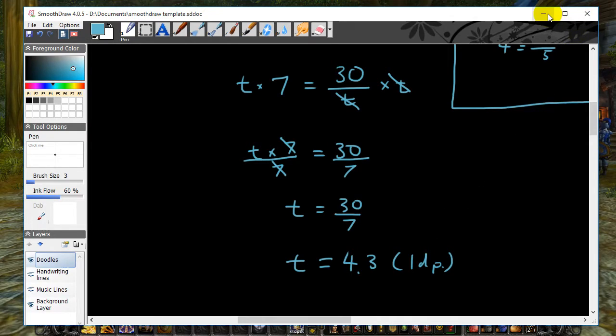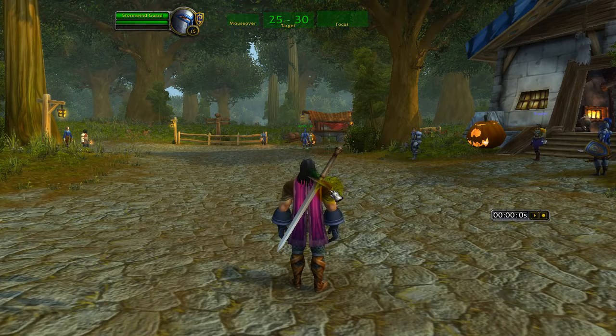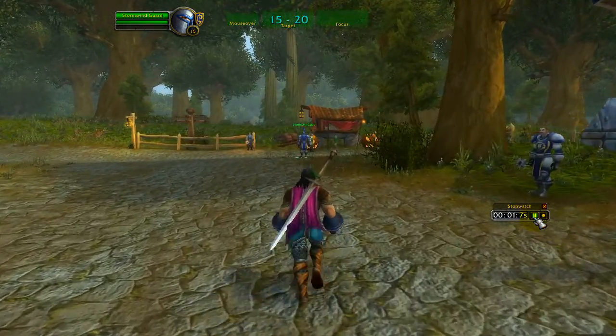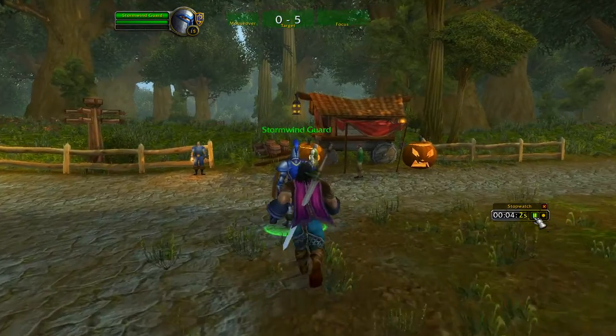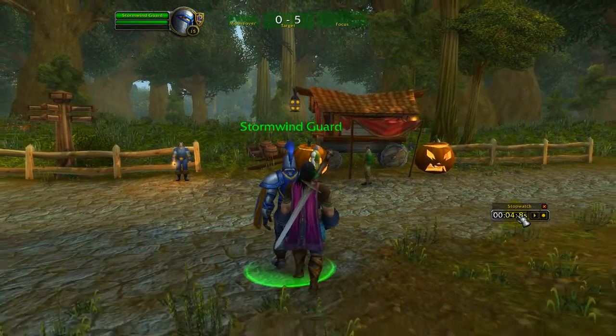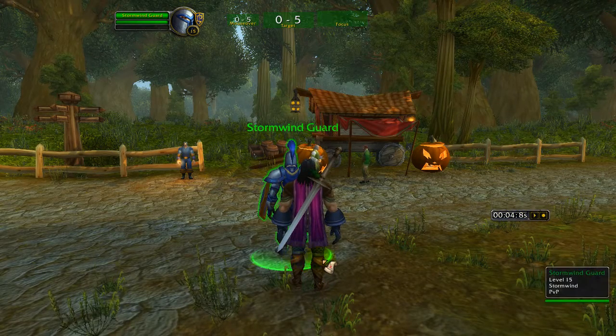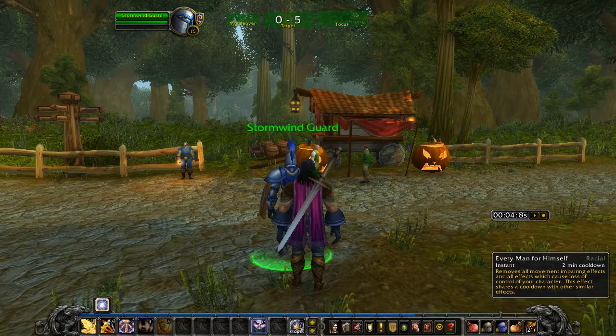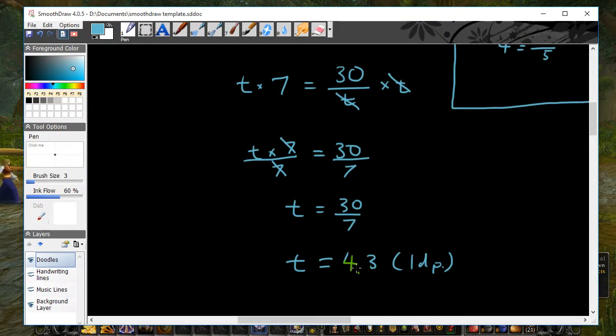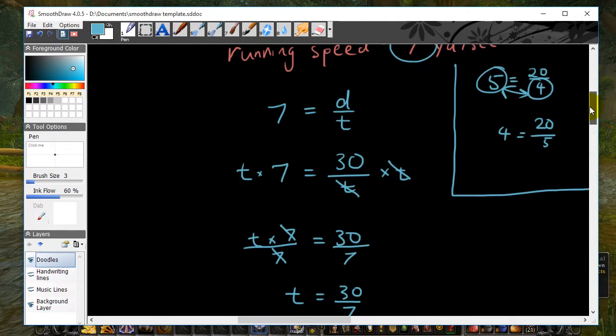So if I do the test now and see how long it takes for me to get to my target, it should be about 4.3. Let's do a quick test. Ready, set, go. 4.8. I probably pressed it too late again. So yeah, that is how you calculate the time. That's how you rearrange equations.